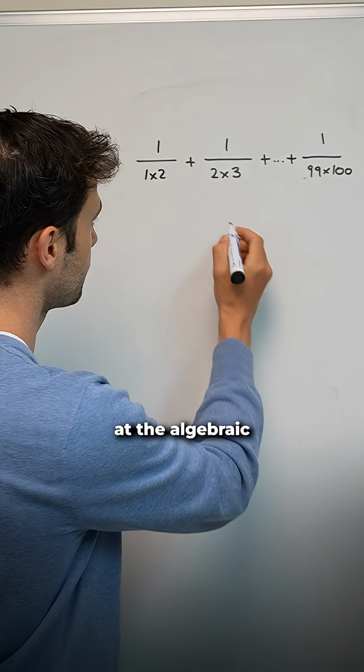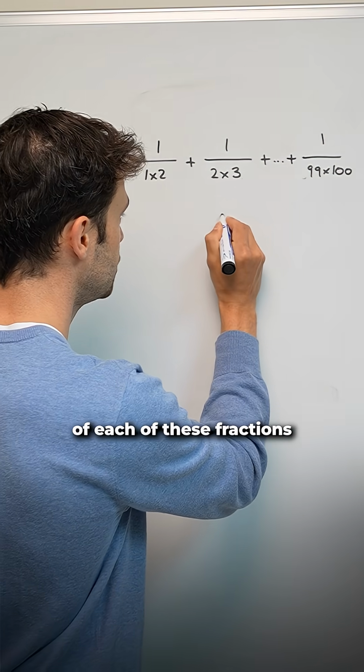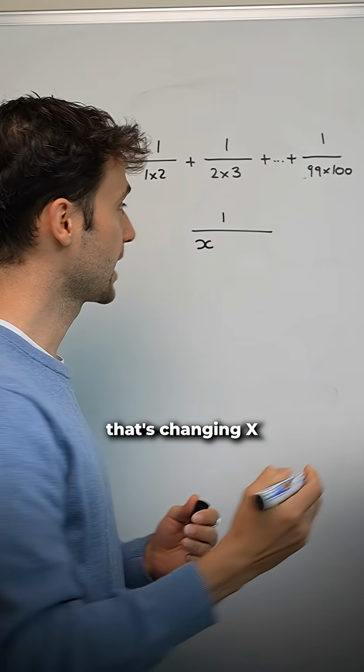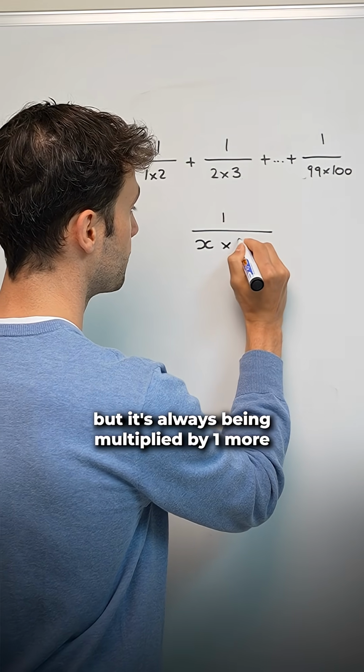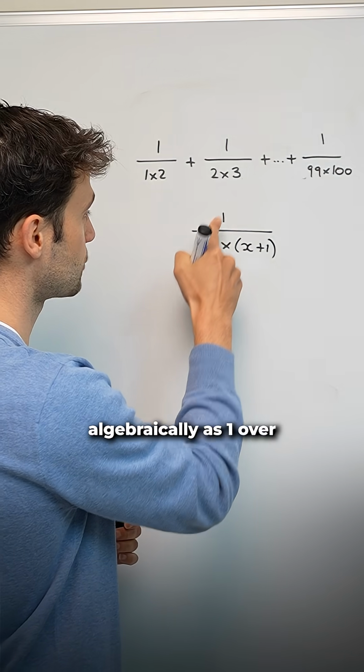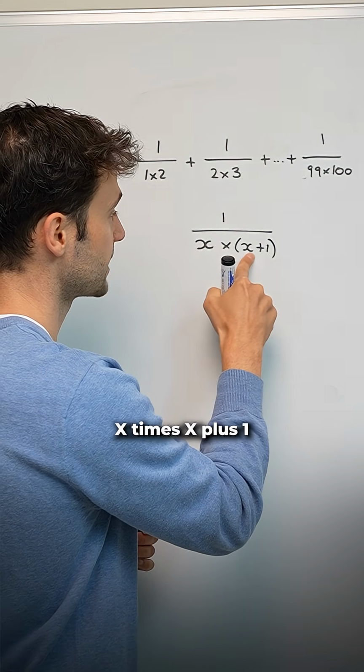If we actually have a look at the algebraic structure of each of these fractions, we've got 1 over a number that's changing, x, but it's always being multiplied by 1 more than that number. Okay, so we can express it algebraically as 1 over x times (x plus 1).